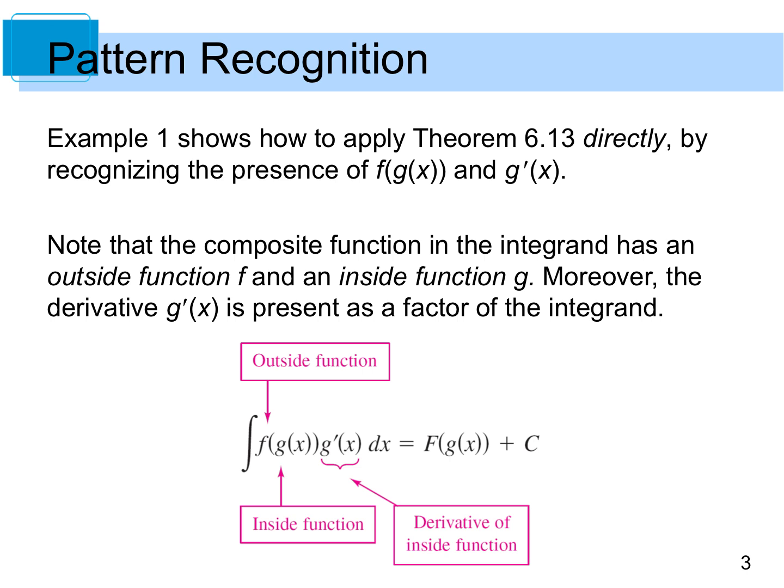We haven't seen example 1 yet, but it says example 1 shows how to apply 6.13 directly by recognizing the presence of our composite function and the derivative. Note that the composite function in the integrand has an outside function f and an inside function g. So the derivative g prime of x is present as a factor in the integrand. We'll see this when we start to do examples.